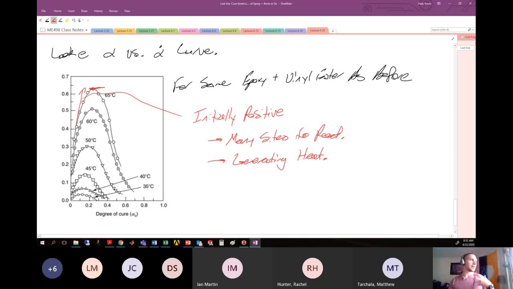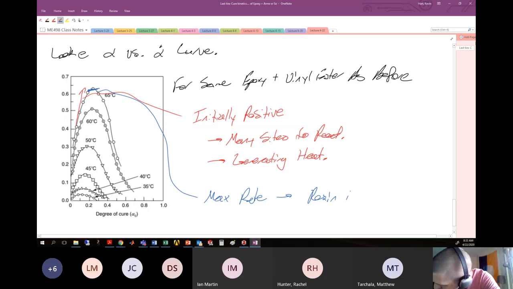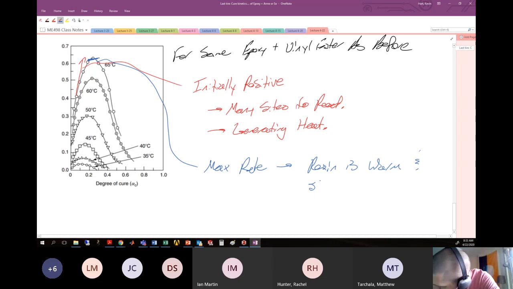So this is a point where we've reached the maximum rate of reaction for this particular piece. It's sort of like an equilibrium between, yeah, there are some sites available to me, and my exothermic reaction has provided enough temperature that I'm really hopped up. And so my reaction rate is very fast because I have many sites available and I'm generally hot, right? So let's draw this in blue so we don't confuse this. Max rate, and that's because the resin is warm and still many sites.